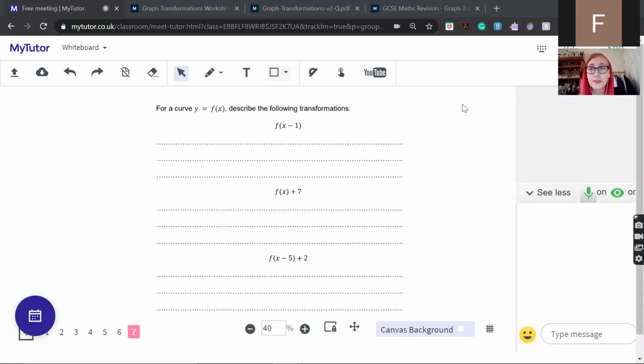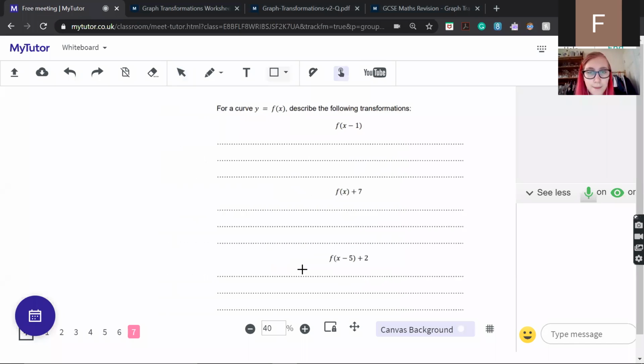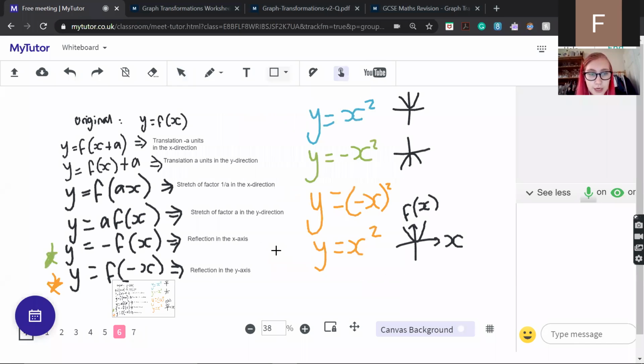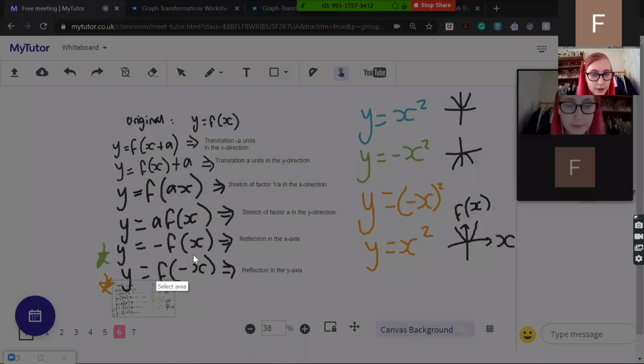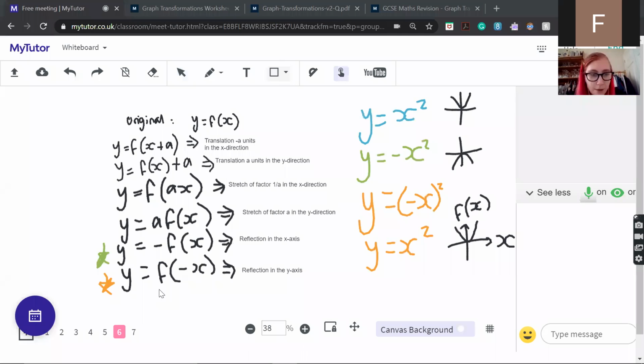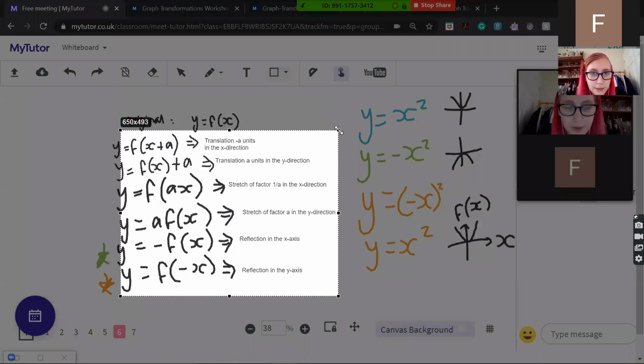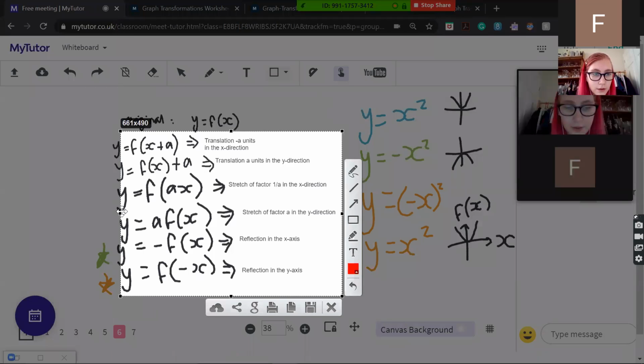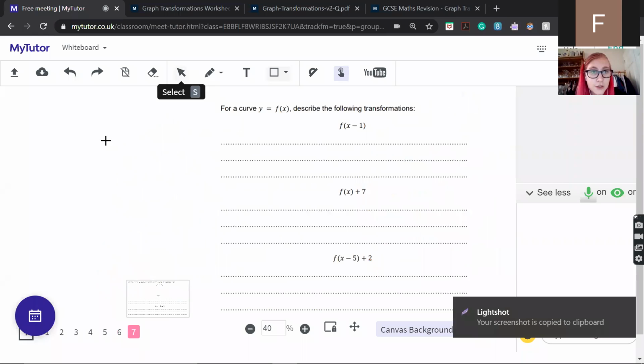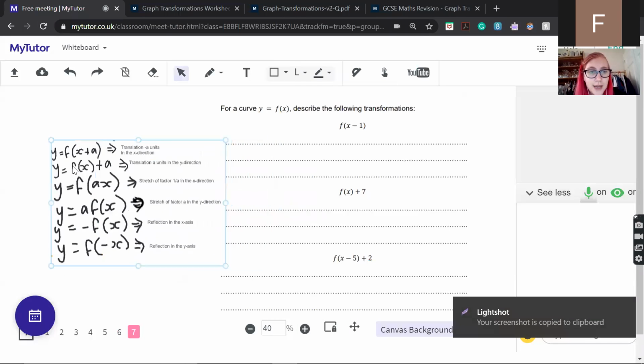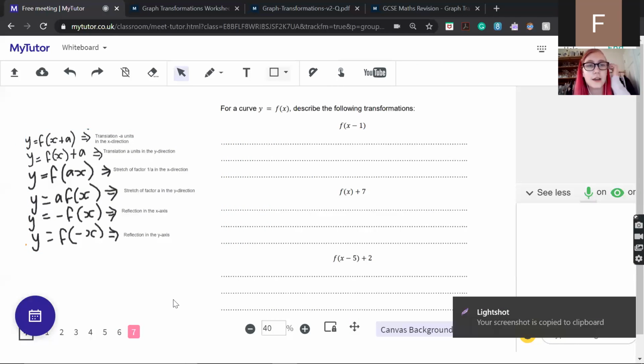So let's have a quick look at these. These are describing transformations without seeing the curve at all. So what we've got to do is remember, and I'm just going to screenshot what I typed here so that we can have it next to us the whole time. Eventually we'll memorize these, but for now, absolutely we can have a look at them to check.